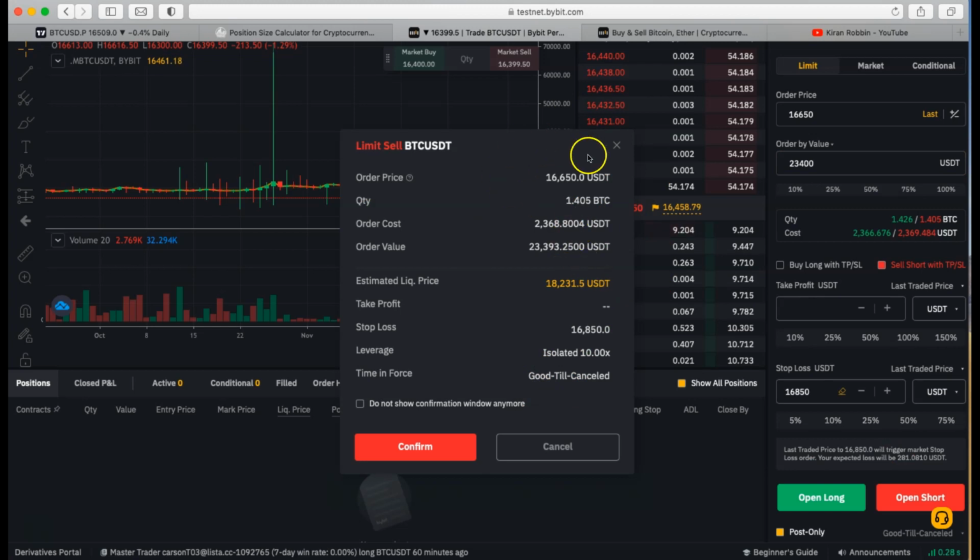It shows your order price, the quantity of Bitcoin, the actual order cost, because this is the actual margin after putting 10x leverage in my case, and this is the actual total order value, 23,393, and this is the liquidation price. I honestly just use stop losses. Some people don't put a stop loss, and they just hold it hoping the liquidation price does not get hit.